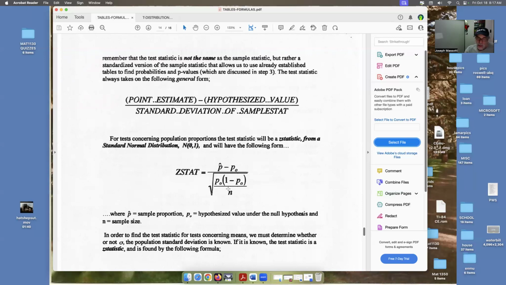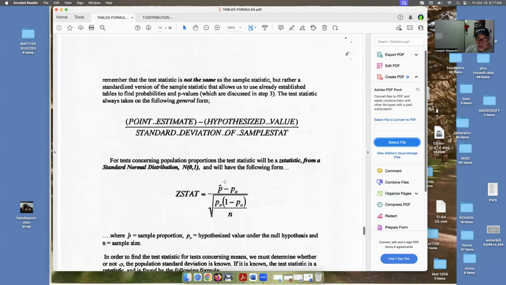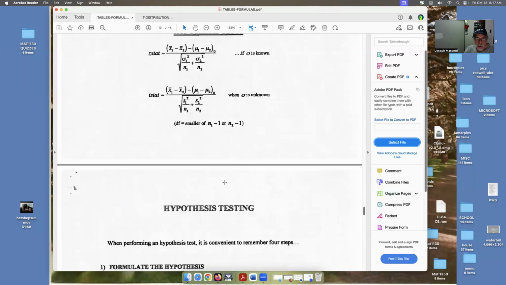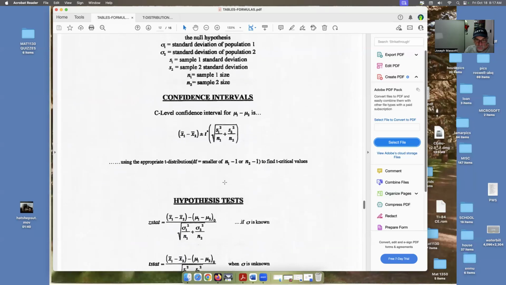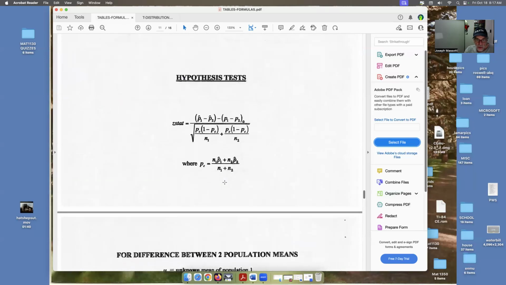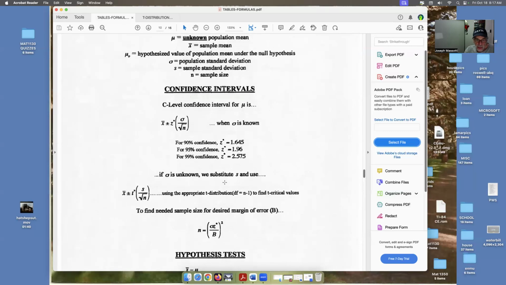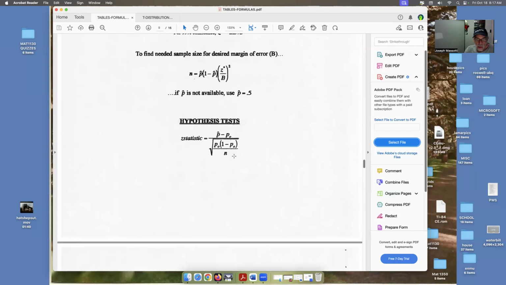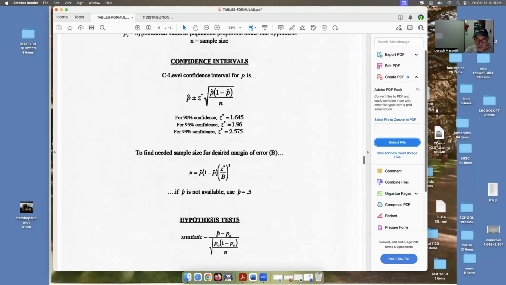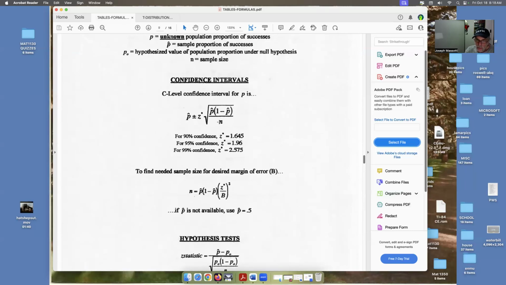Now notice here, it's a very important difference between this expression and the expression we used for the confidence interval for proportions. When we talked about confidence intervals for proportions, back here, we used P hat under the square root sign.